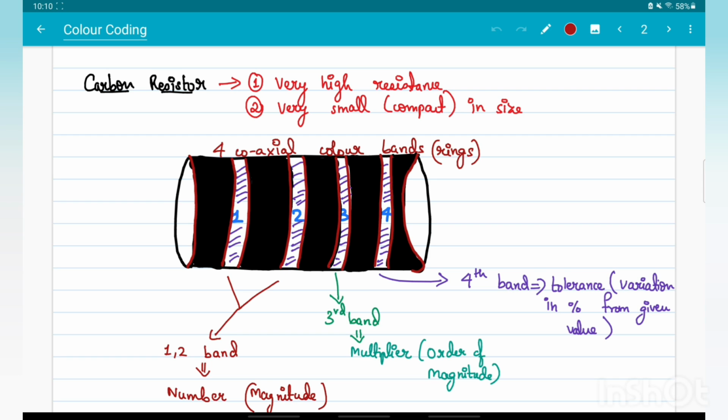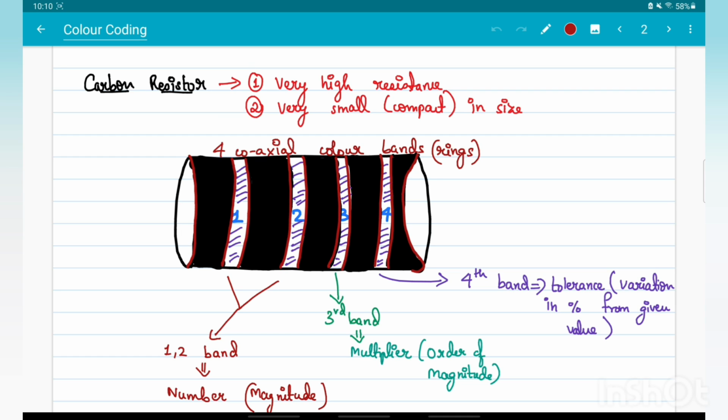Now we have got these carbon resistors. These carbon resistors are actually very small in size, very compact, and their resistance value is also very high. Since their size is small and they have a very high resistance value, we cannot write that high resistance value on the carbon resistor because of its small size. So in that case we use this concept of color coding, so that with the color bands given on the carbon resistor, we can identify the value of the resistance of that particular resistor.